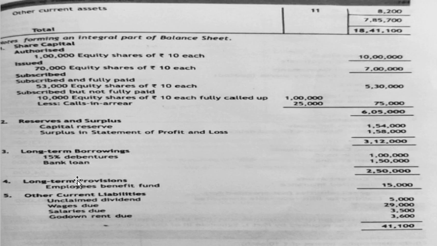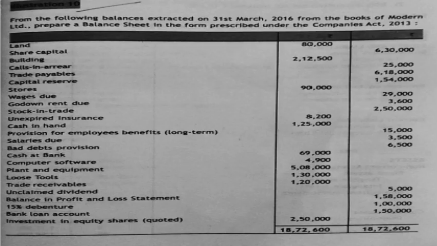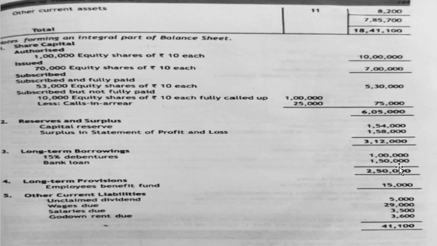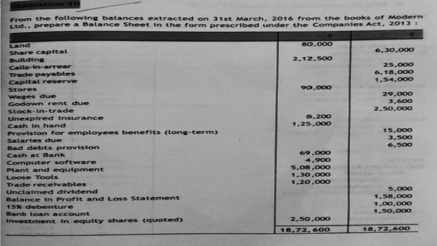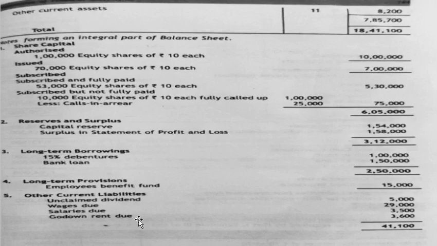Then your long-term borrowings: we have debentures and bank loan. In the question we have 15% debentures of 1 lakh. Then we have a bank loan of 1,50,000, which will be recorded in the working note, giving you 2,50,000. Then we have long-term provisions, which are clearly stated in the question: provision for employee benefits of 15,000. Under long-term provisions, we have employee benefit funds of 15,000.